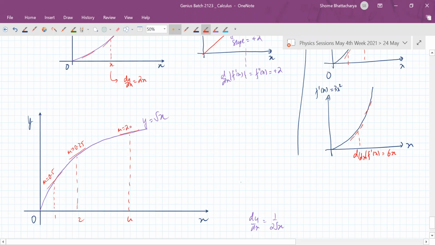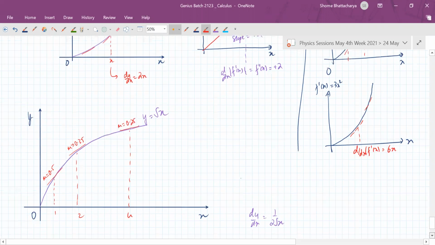If it has a decreasing slope, what about the second derivative? It will have a negative value. Yes, Nishchay.